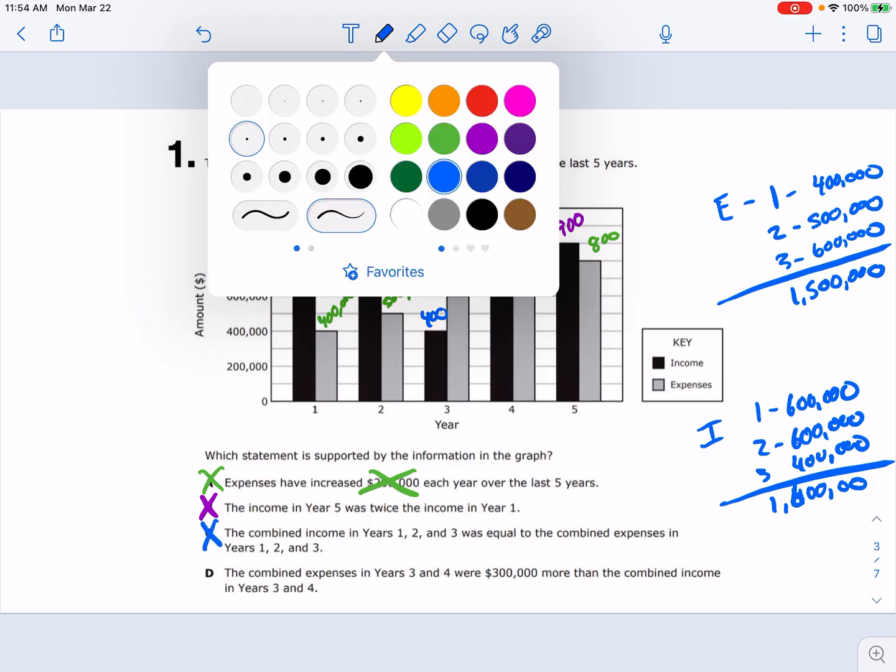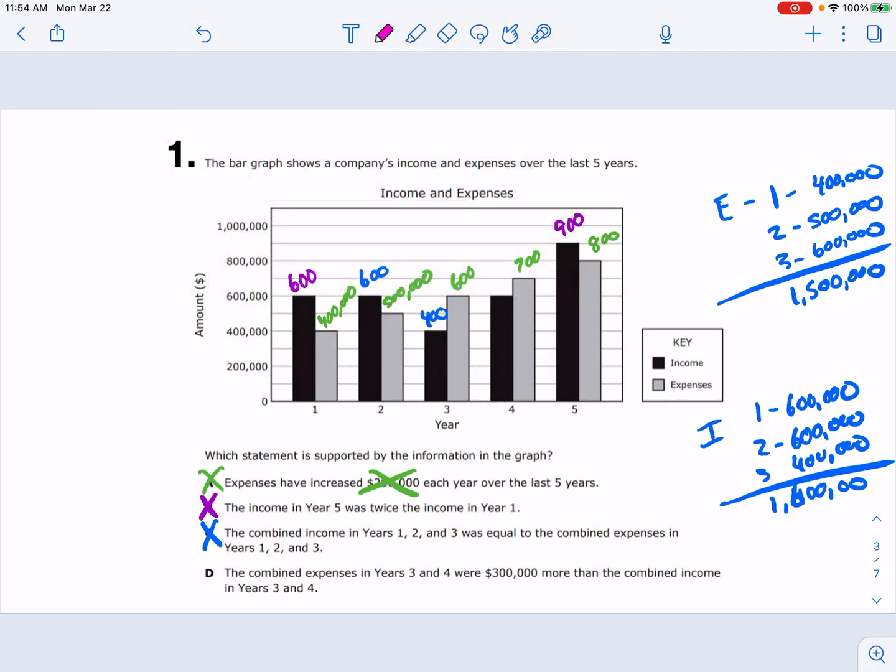And then we just want to check to make sure that answer D is our right answer. So answer D says the combined expenses in years 3 and 4 were 300,000 more than the income in 3 and 4. Okay, so the expenses for year 3, so expenses are gray, that's our 600,000. The expenses in year 4 was 700,000, which is a total of 1,300,000. Then we want to look at the income for 3 and 4. So the income for year 3 was 400,000.